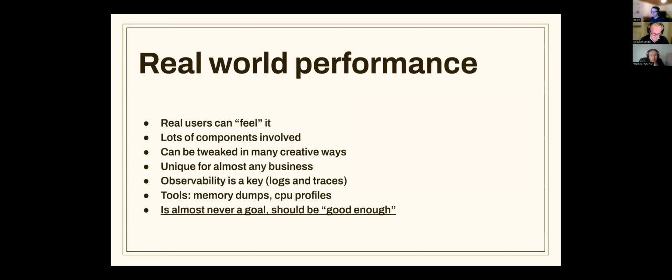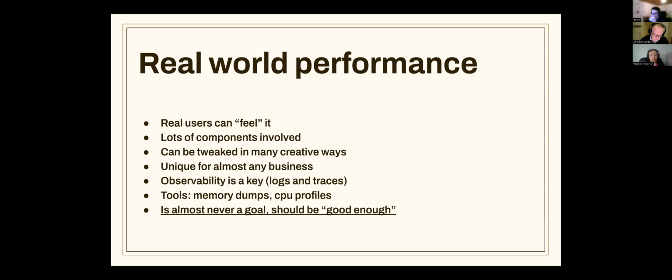And usually there are many components in a system that are involved, which means they can be tweaked on different levels in many creative ways. Such performance is also unique for almost any business. So once you go from company to company, you'll see that everyone has performance issues, but they're all the time kind of different. And to be able to deal with such issues, observability is key, and I'm talking about logs and traces that help you analyze the performance of your applications.